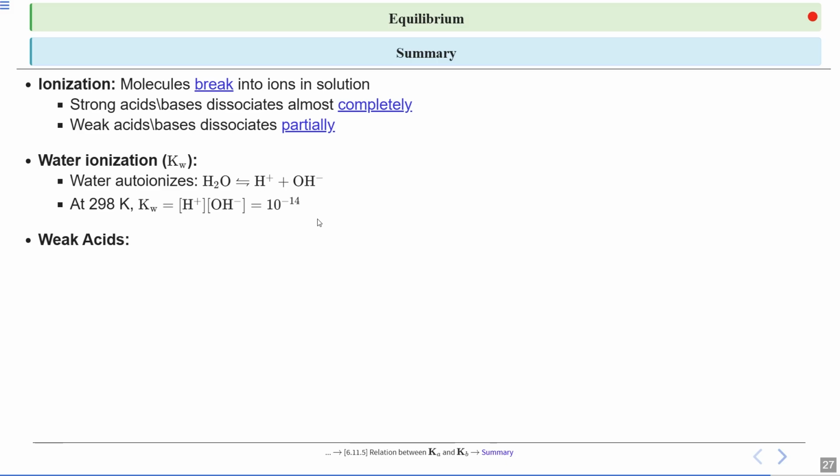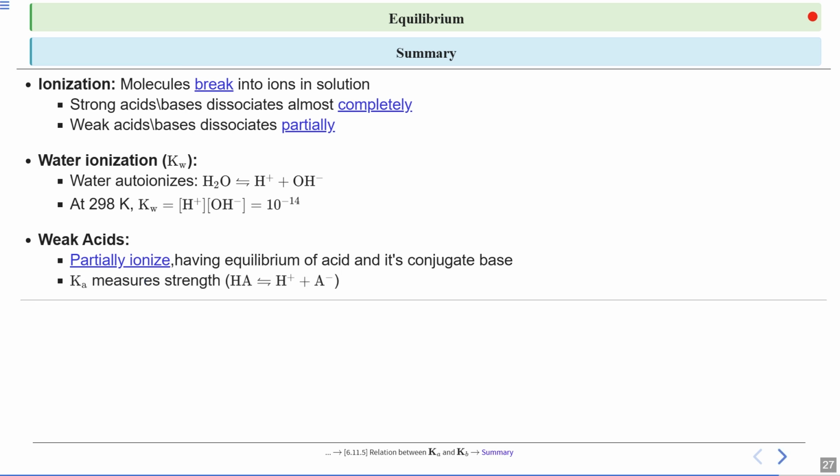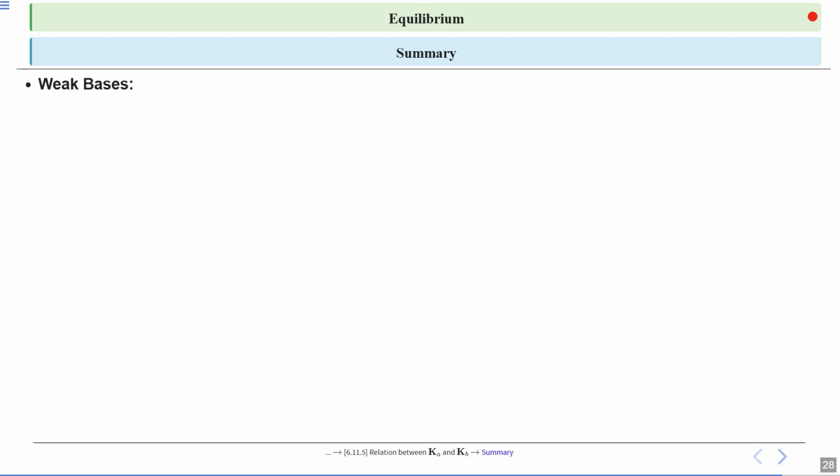Further, we defined for weak acids the value of Ka. So if you have a weak acid, then it will partially ionize to form its conjugate base, and Ka is the measure of that ionization. Higher the value of Ka, greater is the ionization, and lower the value of pKa, higher is the ionization or greater is the strength of your acid. Further, we have a weak base. So a weak base also ionizes partially, and Kb is the way to represent the strength of this ionization or the strength of the base.